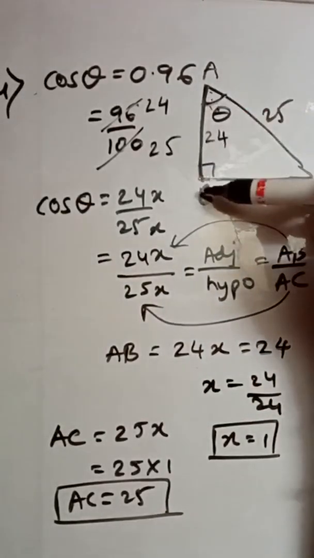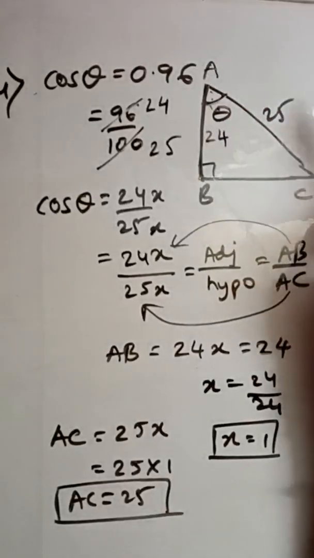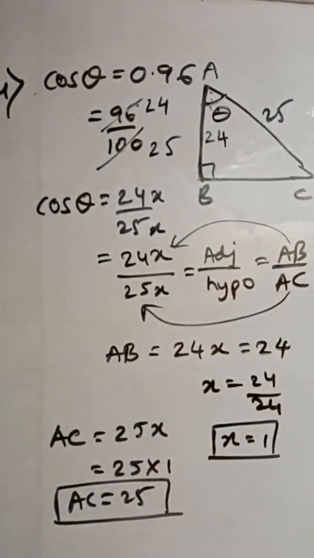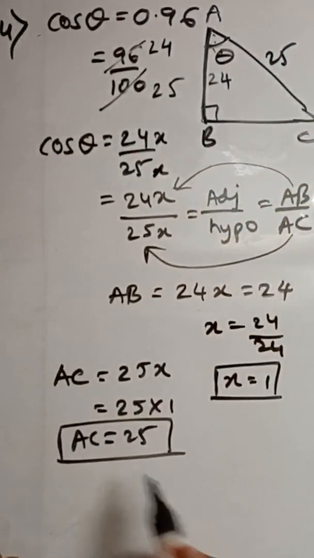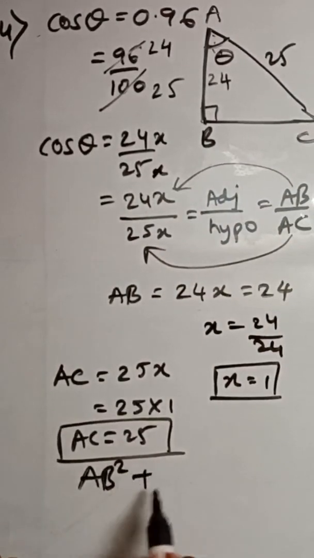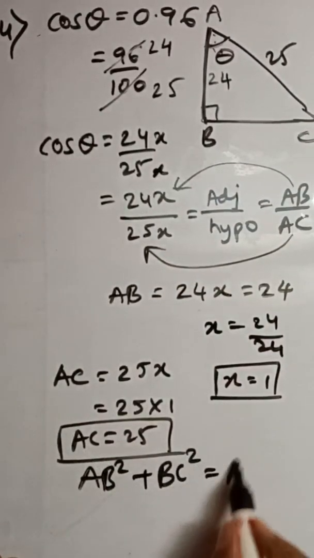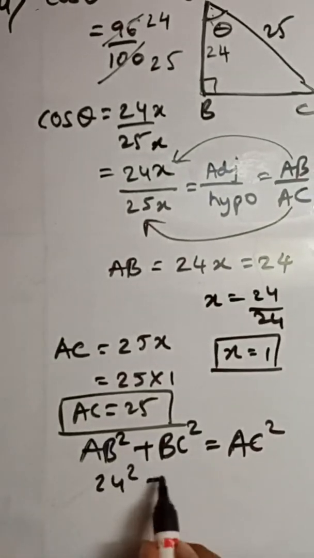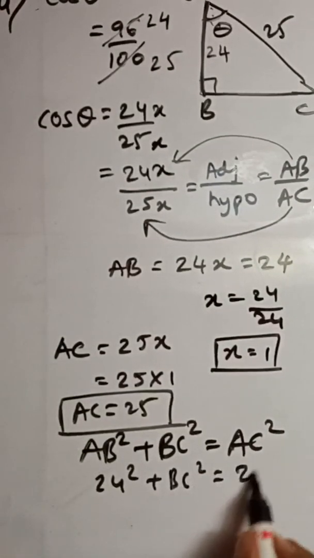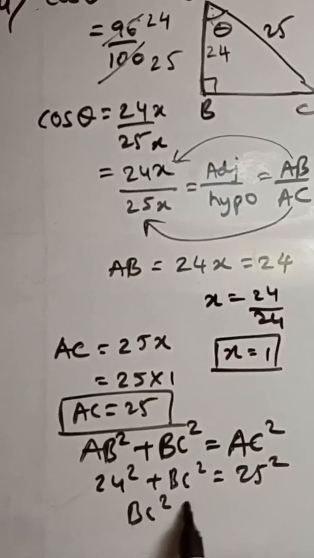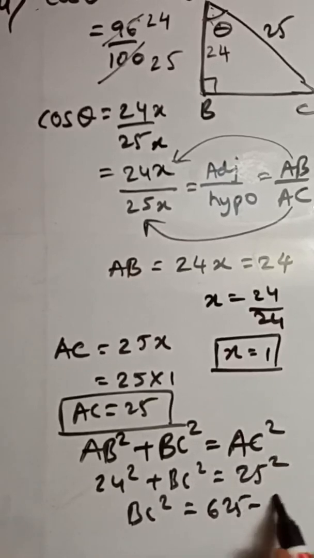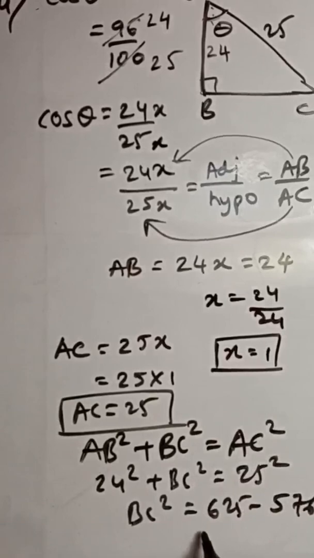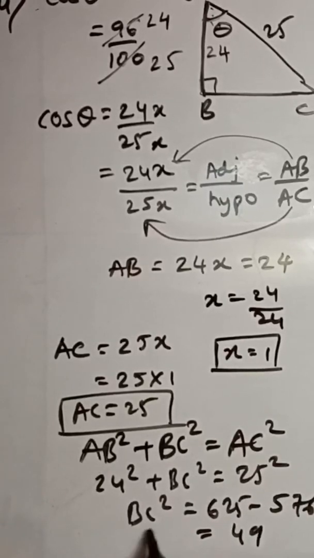I got AB as 24, AC as 25. So I can find BC easily by Pythagoras theorem. AB square plus BC square equals AC square. So 24 square plus BC square equals 25 square. 625 minus 576, that is 49. So you will get BC as 7.